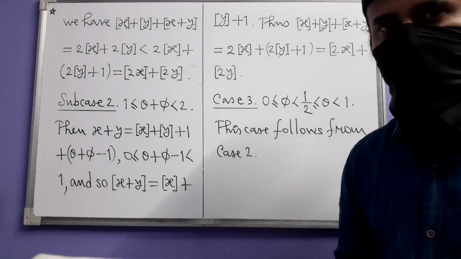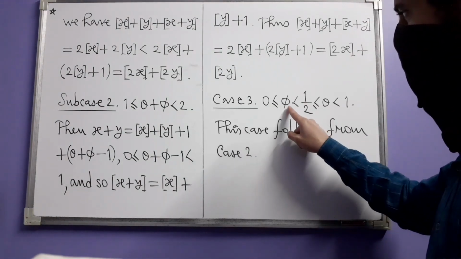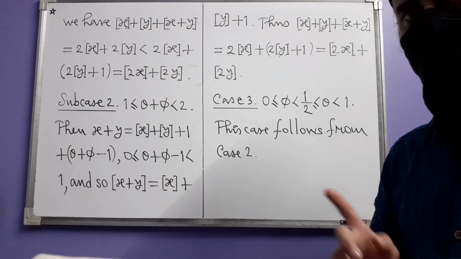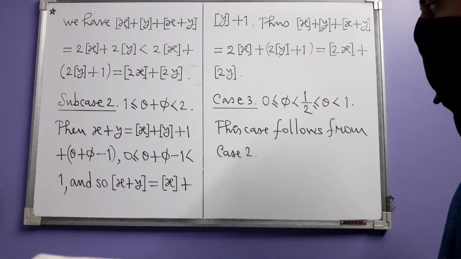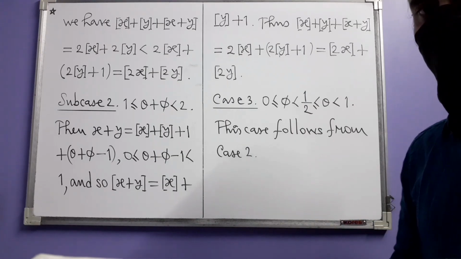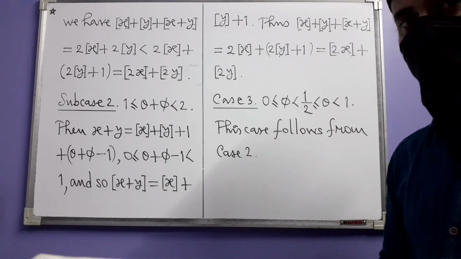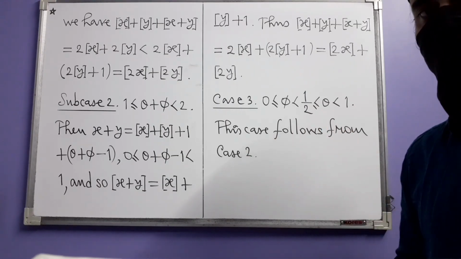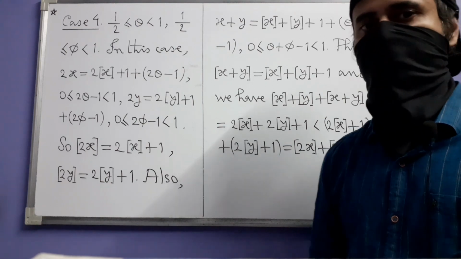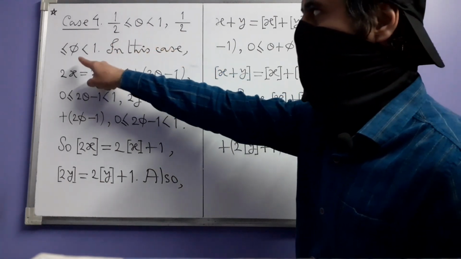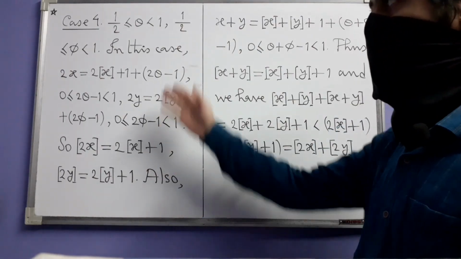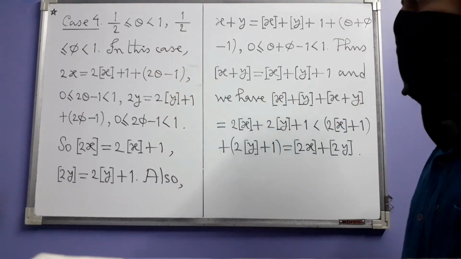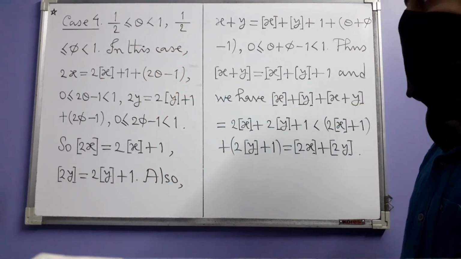And next we have case 3, where this time phi is less than 1 divided by 2, but theta is greater than or equal to 1 divided by 2. And in this case we do not have to do anything because it follows from case 2. You think yourself how. And finally we have case 4, where both theta and phi are greater than or equal to 1 divided by 2. And of course both of them are less than 1.